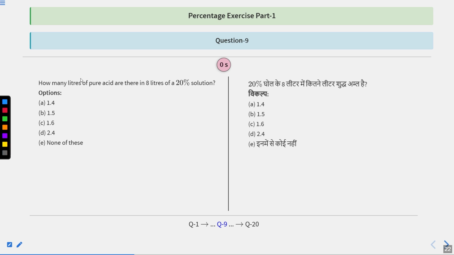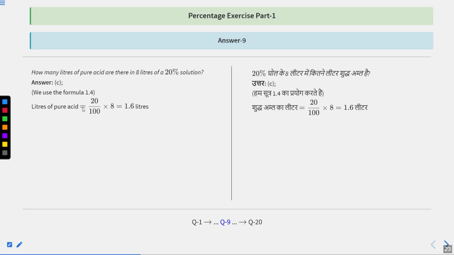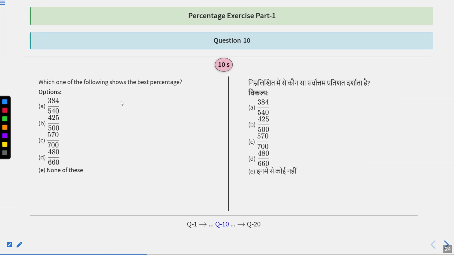Now time's up. Let's see the solution. The question says 20% of the 8 liter solution is pure acid. So we can easily calculate 20% of 8 liters. The value will be 1.6 liters. Now next question. Which one of the following shows the best percentage? You have 5 options. Try to solve through the options which will give the highest percentage value. Your time starts now.